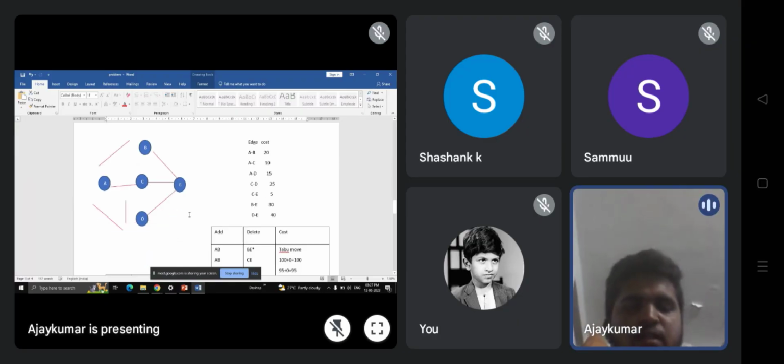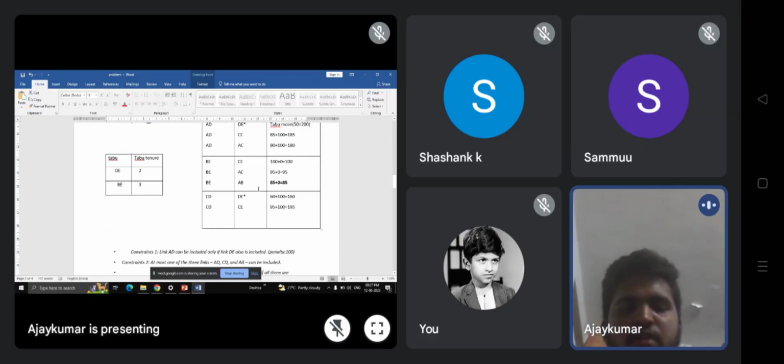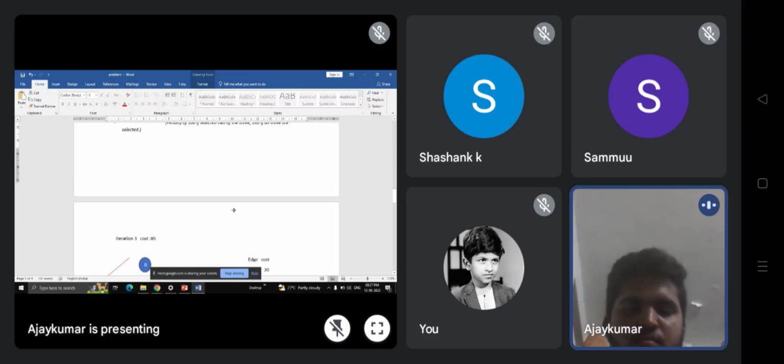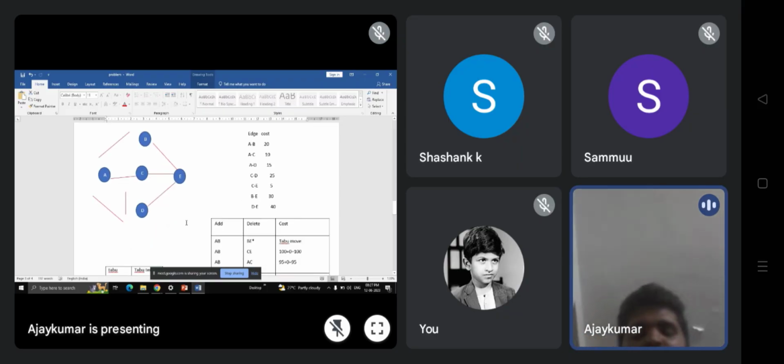For iteration 3, which is obtained from iteration 2, the cost is 85 as I mentioned here. Now we need to do the same: removing and adding edges to create candidate solutions. Here there are three edges left out: AB, AD and CD. First, we add AB. Adding AB causes a cycle in the tree, so we need to remove one of these edges.